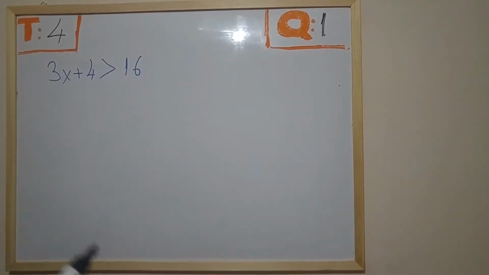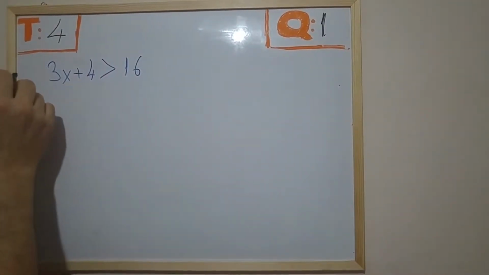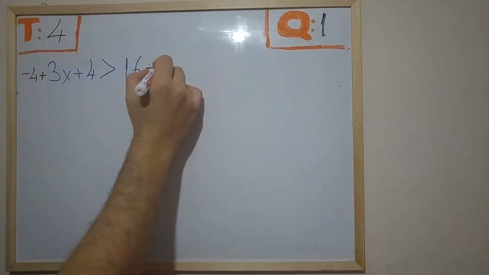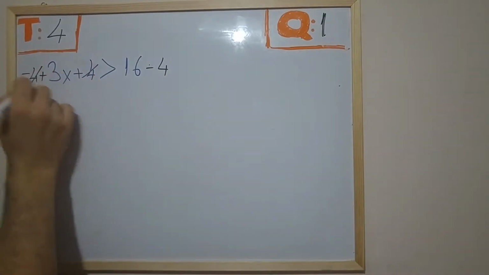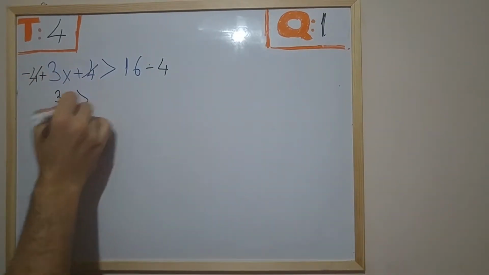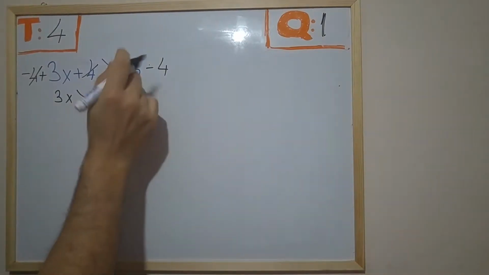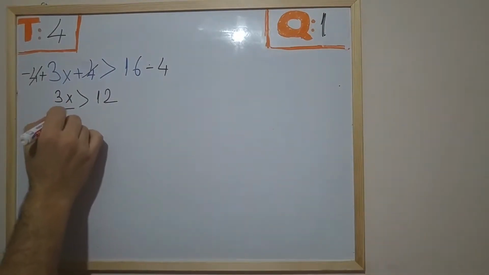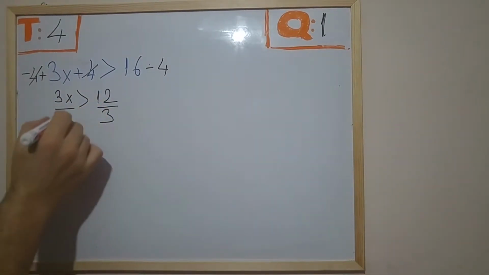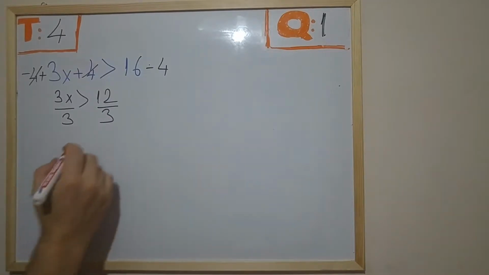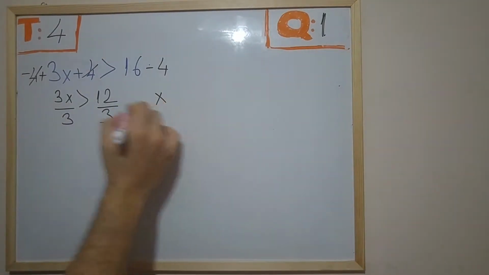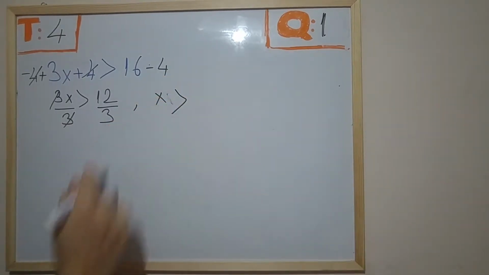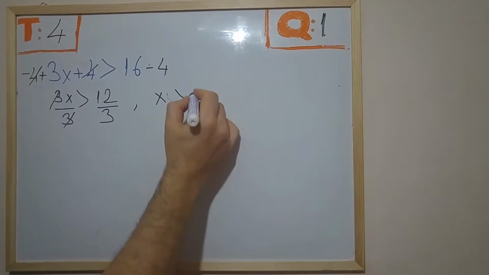Let's solve this inequality by first subtracting 4 from each side. Minus 4 and minus 4, so that we are left with 3x greater than 16 minus 4 is equal to 12. Then we divide each side by 3 in order to get rid of the coefficient in front of x. So we can say that x is greater than 12 divided by 3, 4.